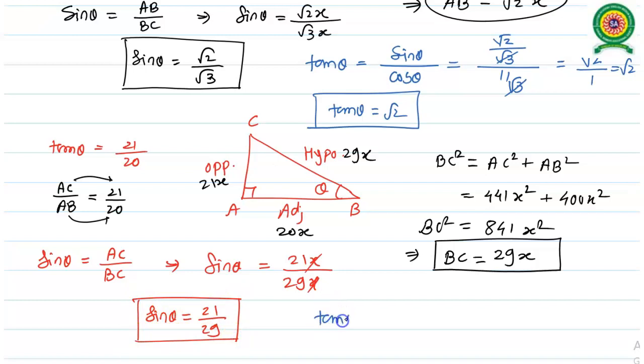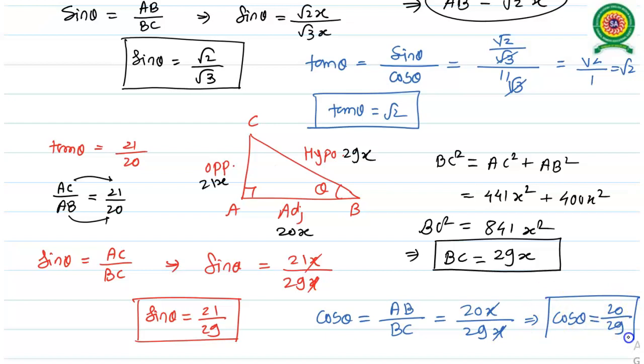Now evaluate the value of tan theta. We are having sin theta divided by cos theta. Value of sin theta we are getting 21 by 29. Next to it we have to evaluate actually the cos theta value. Okay. So the cos of theta to be equals to, we have the adjacent side upon hypotenuse. That means AB divided by BC. AB value we are having 20x and the BC value we have 29x. X getting cancelled, so that implies the value of cos of theta is 20 divided by 29.